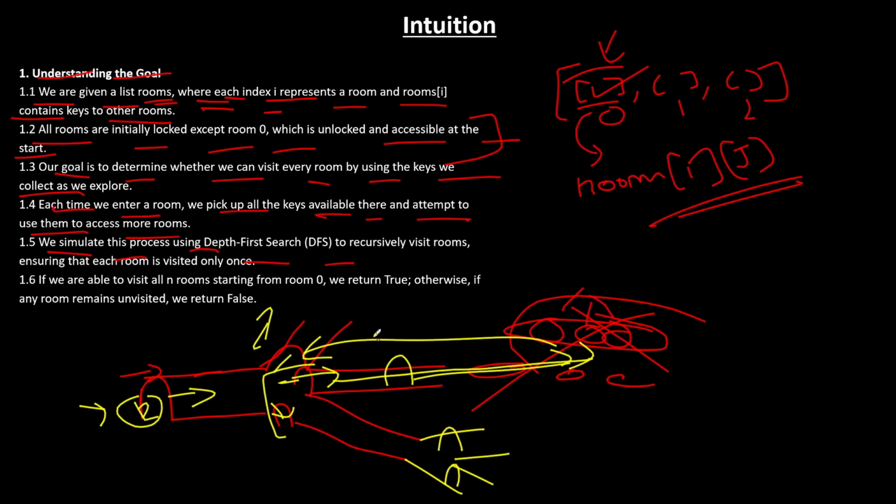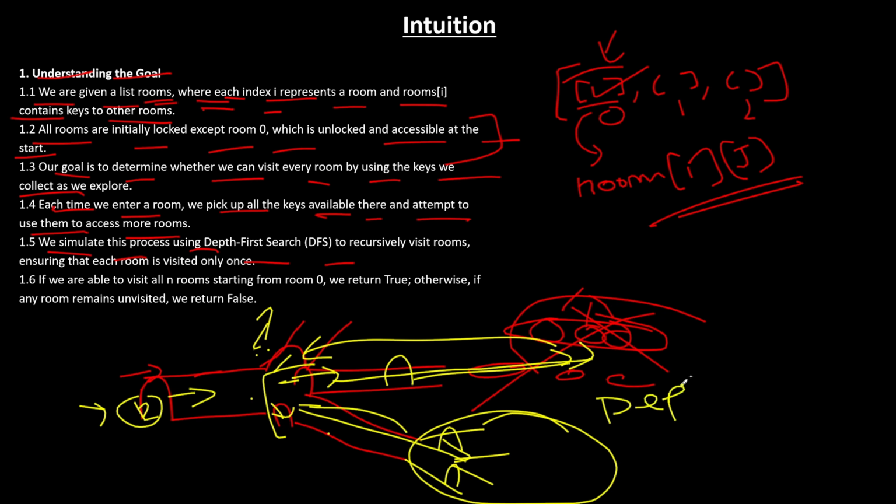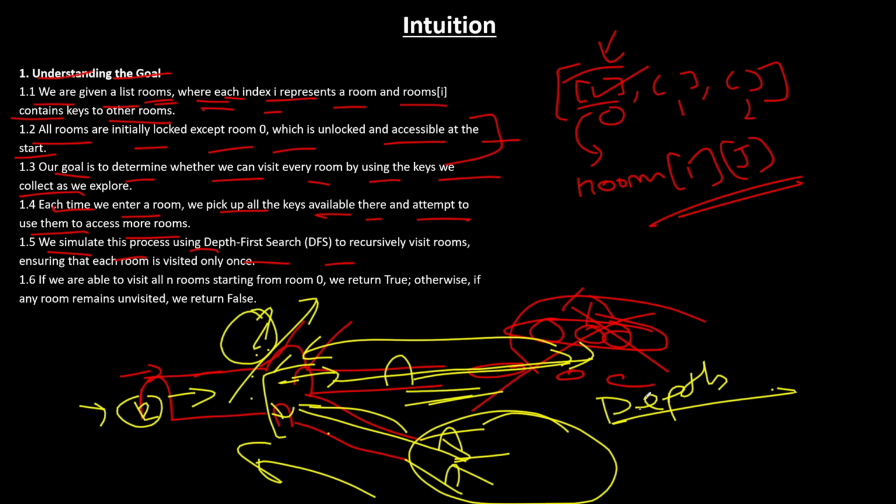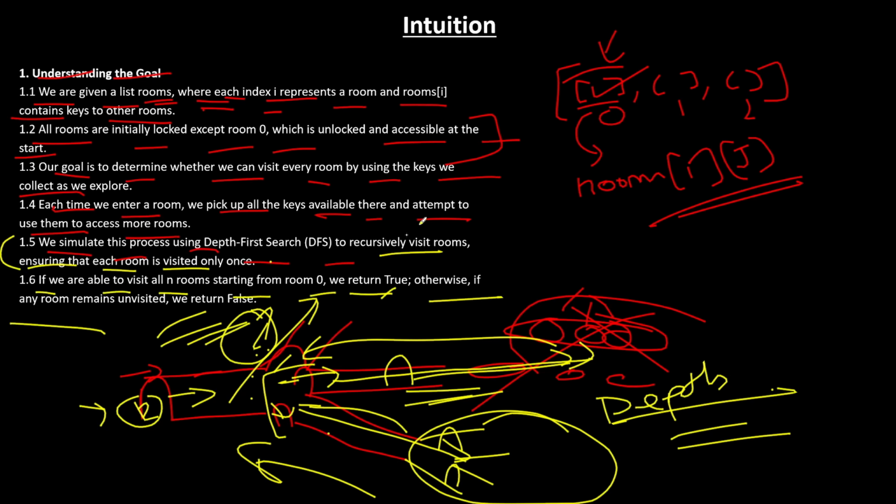So, for example, you got the key for this particular cave. You came back, you went into this cave, you searched everything, and then you came back. So you can see that we are going in depth. Then again we came back, and since you got the key for this cave in this line, you went here also. This is the way. From here you can understand we will be using DFS recursively to visit the rooms, ensuring that each room is visited only once. So we need something to keep track of this. If we are able to visit all n rooms starting from room 0, we return true, otherwise we return false. This is understandable, and we figure out that since this question is related to DFS, we need DFS to solve this particular problem.